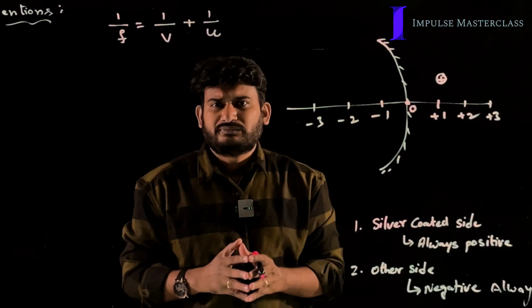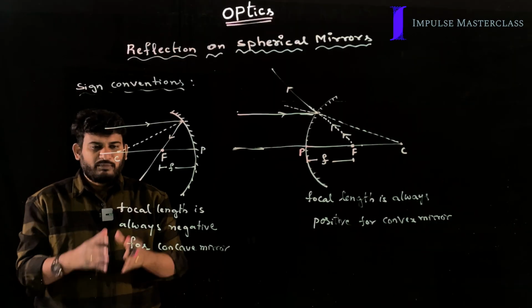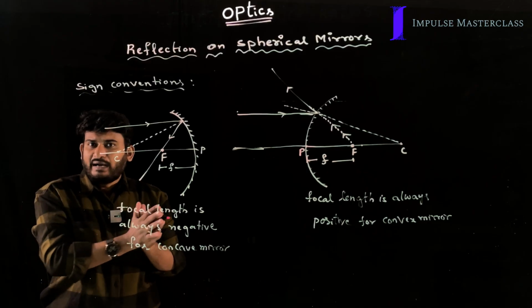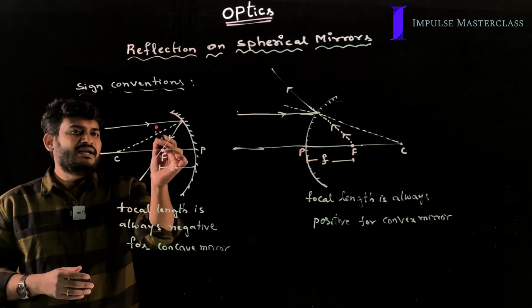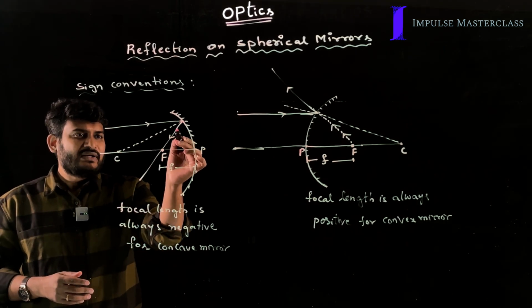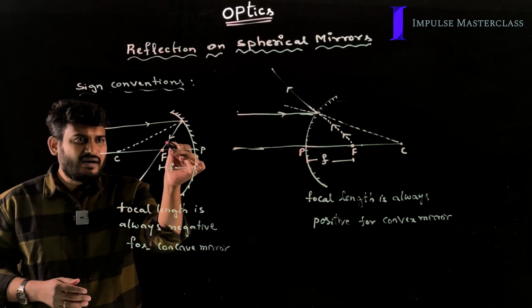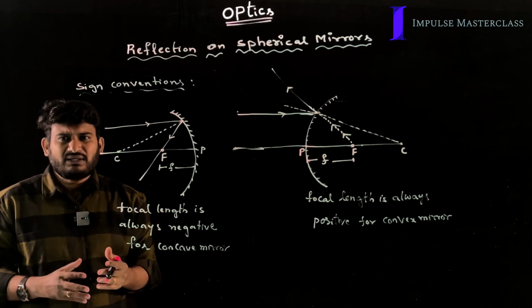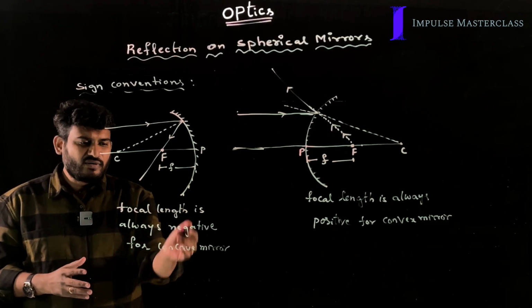In sign conventions we need to know on which side the focus is formed for both concave and convex mirrors. Look here, concave mirror. When a light ray comes parallel and is incident on the concave mirror, the reflected ray falls on the principal axis on the side which is non-silver polished. According to the property, we know that the non-silver polished side is negative. That's why the focal length is negative here.